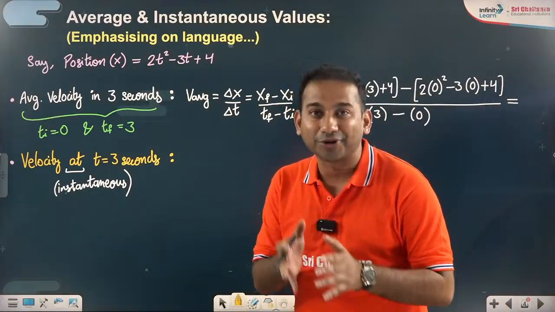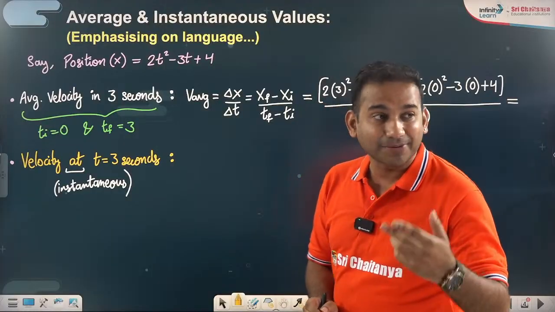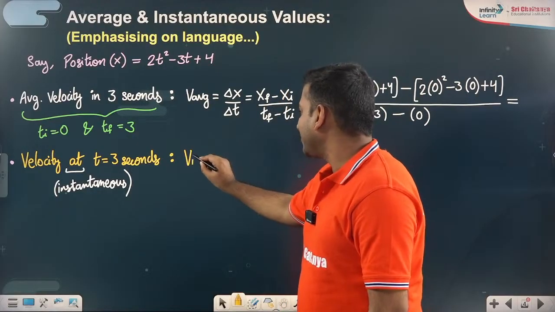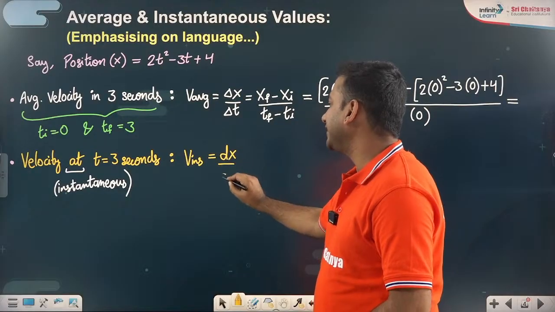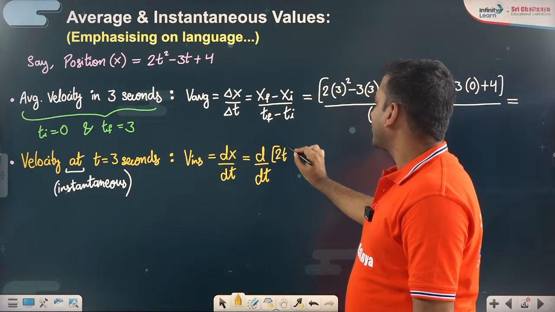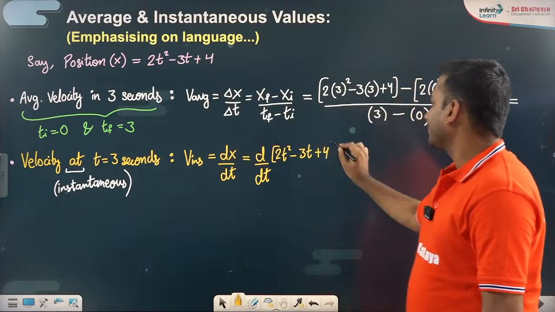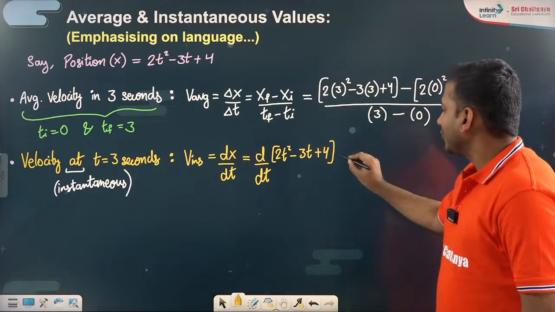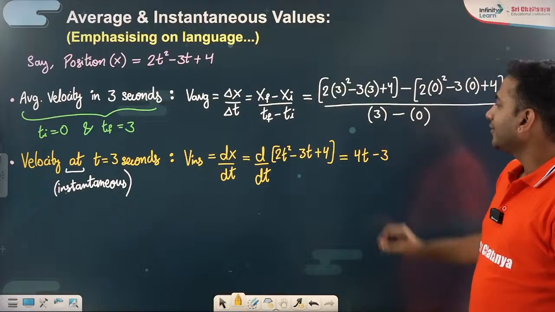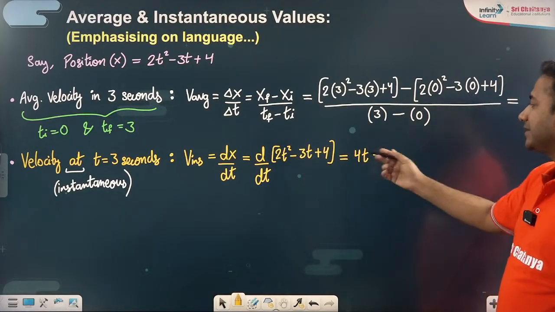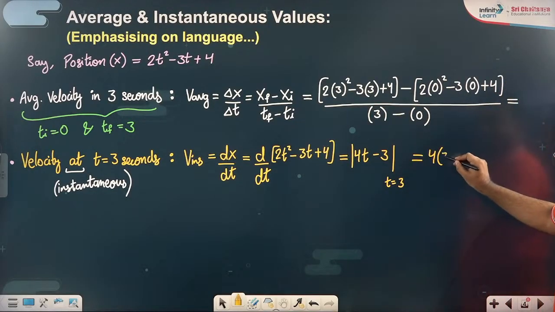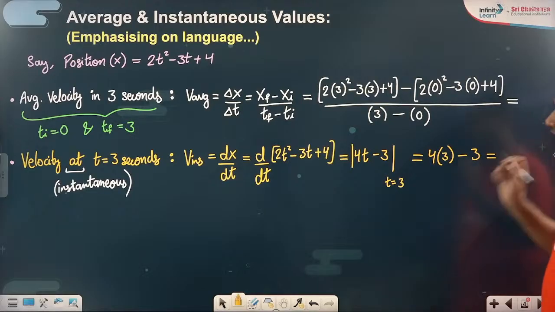Instantaneous values are defined for a moment and are always given by differentiation. So the instantaneous velocity will be dx by dt, that is d by dt of 2t square minus 3t plus 4. Differentiating, we get 4t minus 3 plus 0, and here we substitute t equal to 3. So that will be 4 into 3 minus 3. You can get your final answer.